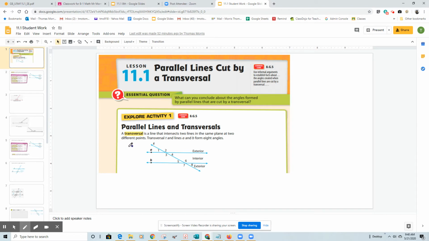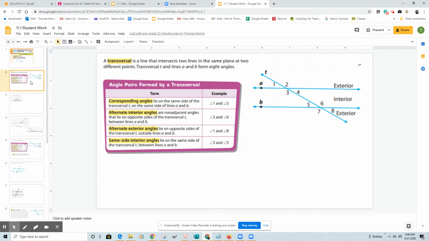So today we're going to look at what is called a transversal. We start with parallel lines, two lines that are across. And this is going to be a line that intersects them. What happens is it creates 8 angles when it intersects those two lines, and those angles now are going to have properties that have things in common.